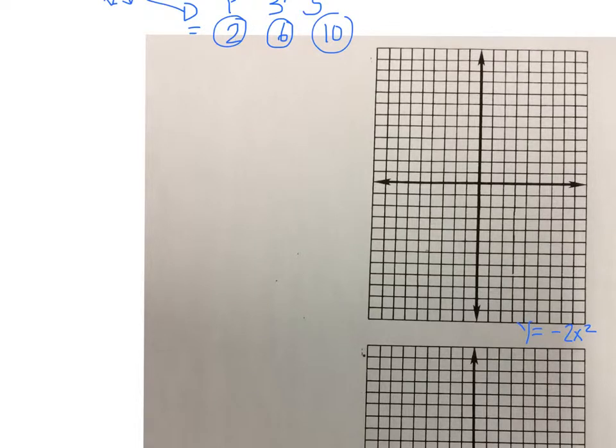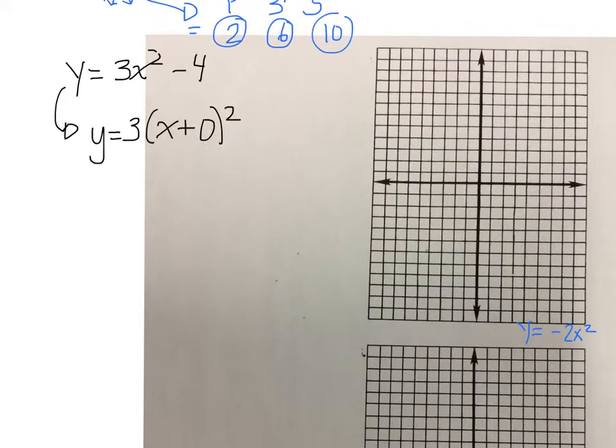For example, y equals 3x squared minus 4. This equation looks like it's in standard form, but it could also be written in vertex form with a 0 in brackets. It's the same thing as saying y equals 3 bracket x plus 0 squared minus 4. It has a vertex of 0, negative 4.